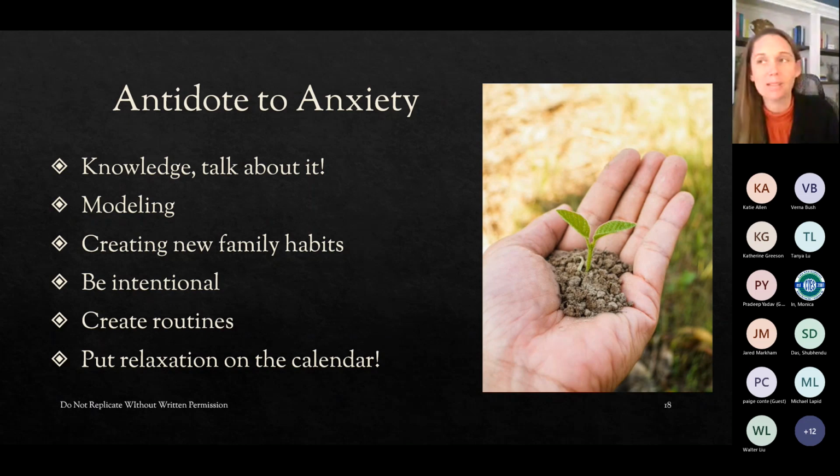Creating new family habits, making sure that downtime, relaxation time, together time is a part of your family routine, and you're really intentional about that. Make sure you're putting relaxation on the calendar. After a busy season, take a long weekend with your family to go do something fun, or be really intentional about this weekend: nothing will be scheduled. We're not going anywhere. We're not doing anything unless we want to. And so that way we can sometimes just catch our breath as a family together.